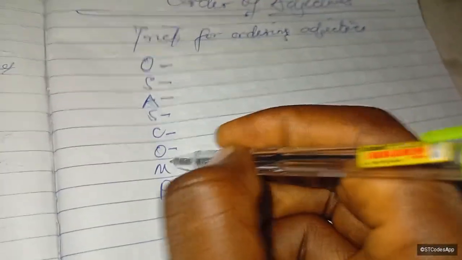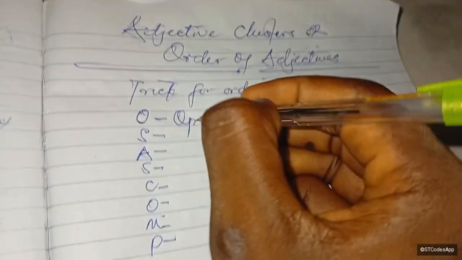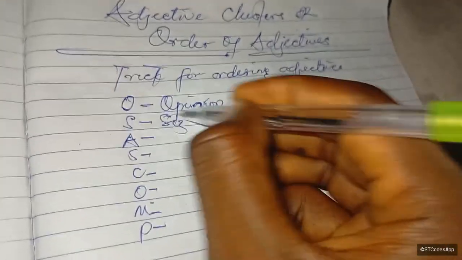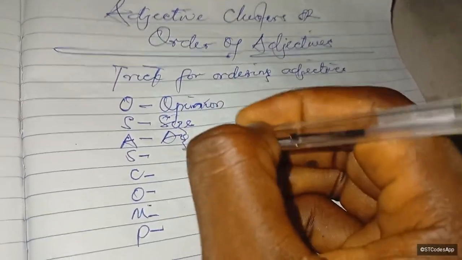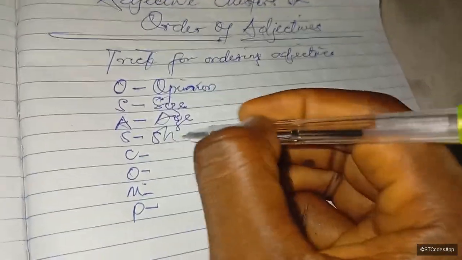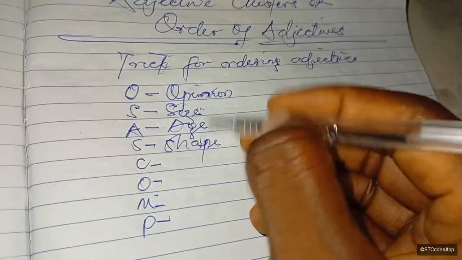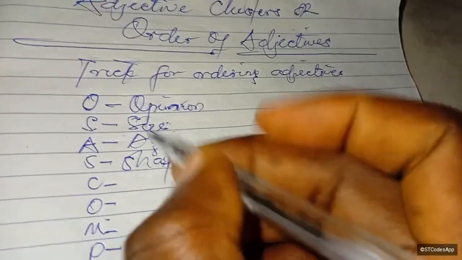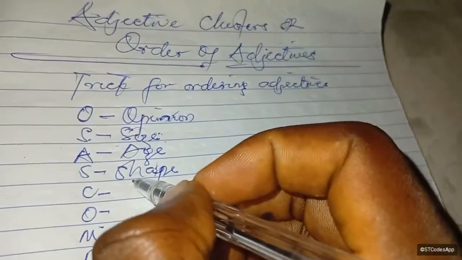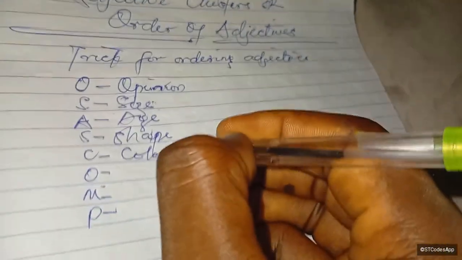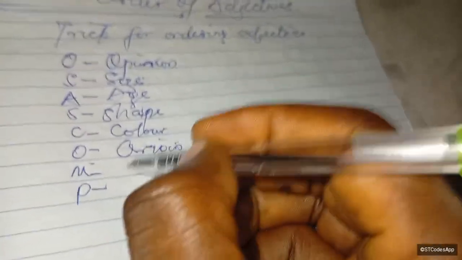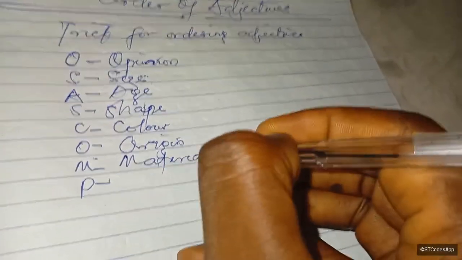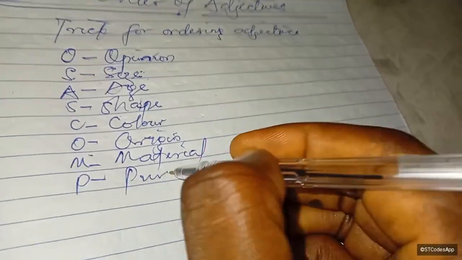OSASCOMP, with O standing for opinion, S standing for size, A for age, S for shape. Don't misplace these two for each other. The first S is size, the second S is shape. So size always comes before shape. And we have color, origin, material, and purpose.